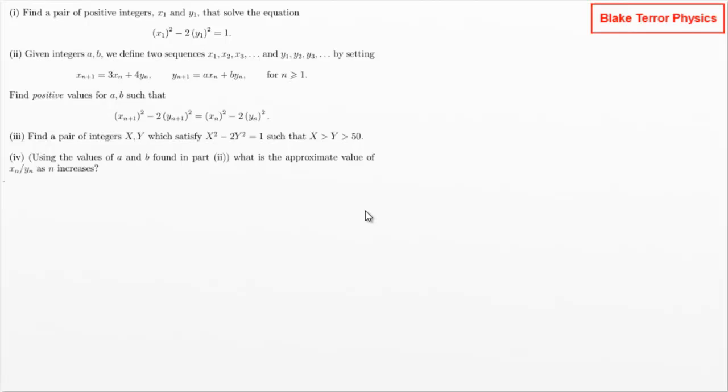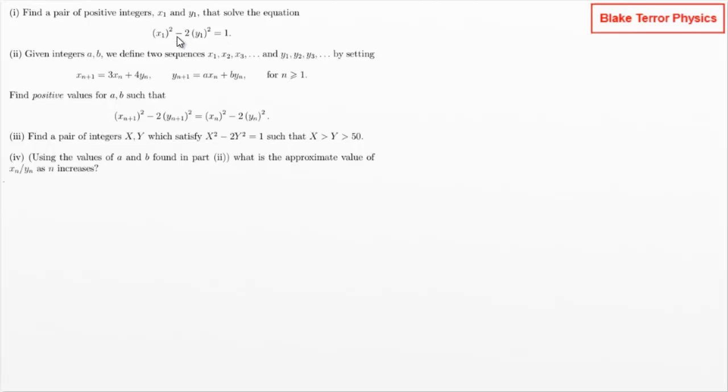Hello, this is question 2 from the 2008 MAT. First part of the question: find a pair of positive integers x1, y1 that solve the equation x1 squared minus 2y1 squared equals 1. So positive integers, well, we can't have 1 for x1.